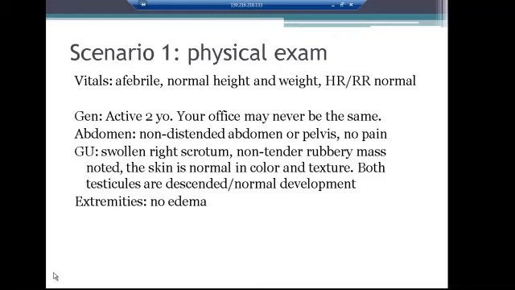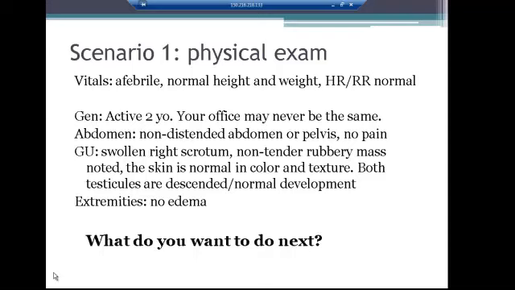On his genitourinary exam, you find a swollen right scrotum, non-tender, rubbery feeling mass. The skin is normal in color and texture. Both testicles are descended, and he does appear to have normal development for his age, okay? There's no edema in his extremities. What do you want to do next? It's an important piece of the puzzle, okay?